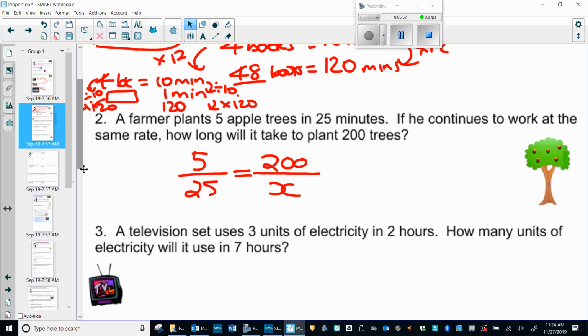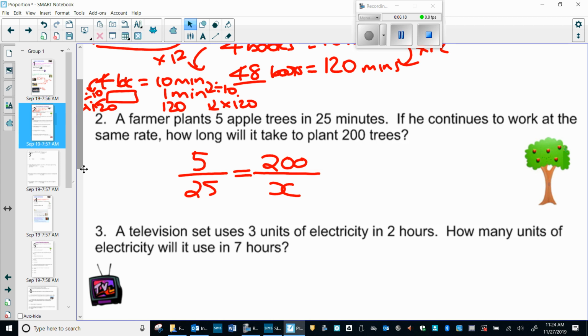I don't get it. So Elsa's written it as a fraction, so she said 5 trees and 25 minutes. So this ratio, this proportion, has to stay the same for whatever we're saying. So she's changed the apple trees from being 5 to now being 200. And so this is our unknown quantity.